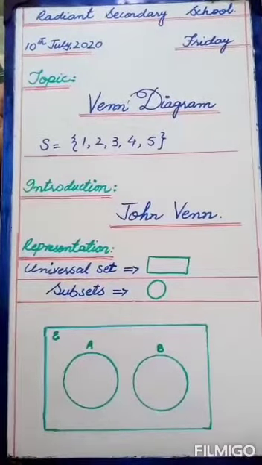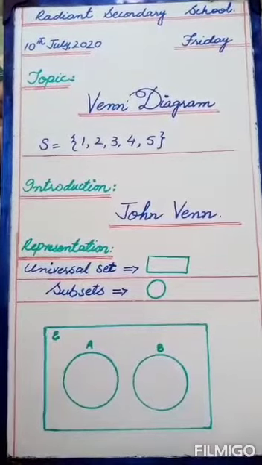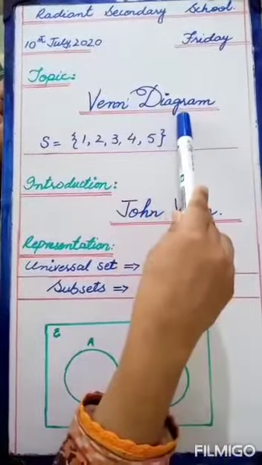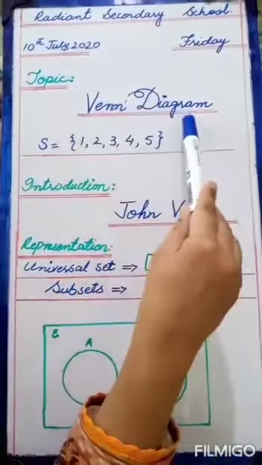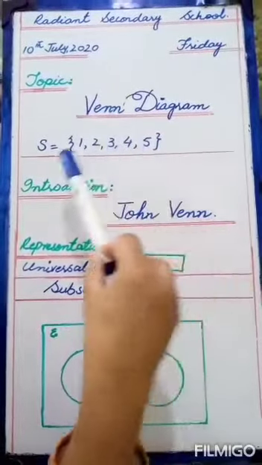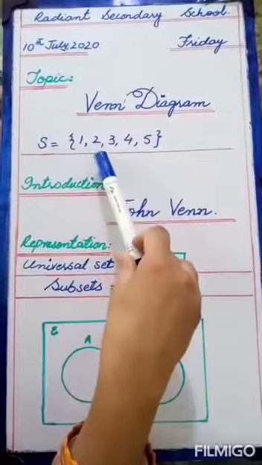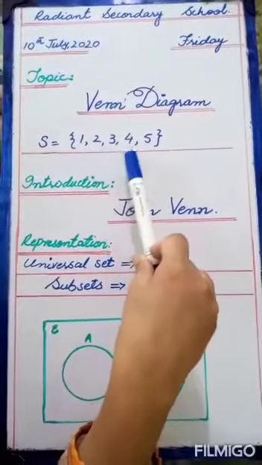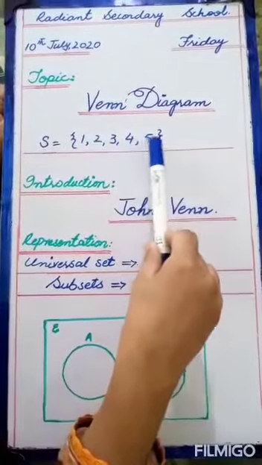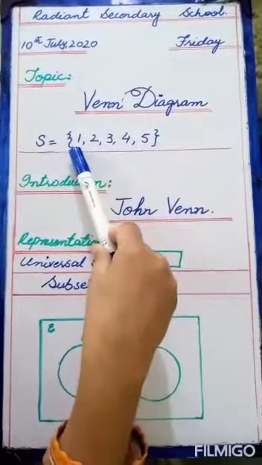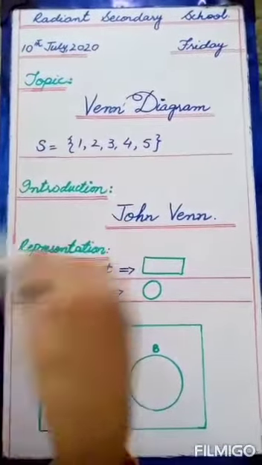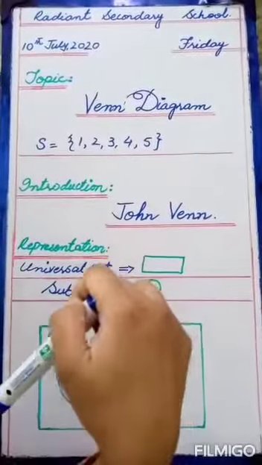Today we are going to start a very interesting topic, that is Venn diagram. Yes students, this is about a diagram. In the previous exercise we have discussed sets. What are sets? The collection of well-defined and distinct objects, separated by commas and enclosed within brackets, and represented by a capital alphabet. This is called a set.